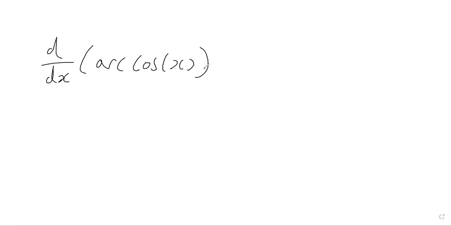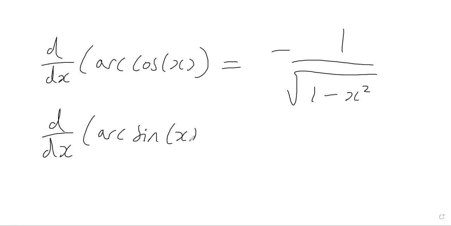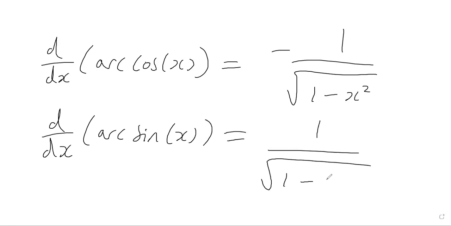Hi, so in the previous two videos, we looked at differentiating arc sine of x and also arc cos of x. Starting with arc cos of x, we found that the derivative was negative 1 over the square root of 1 minus x squared. And when we differentiated arc sine, we found that it was just 1 over the square root of 1 minus x squared. So we proved those two results in the previous two videos.